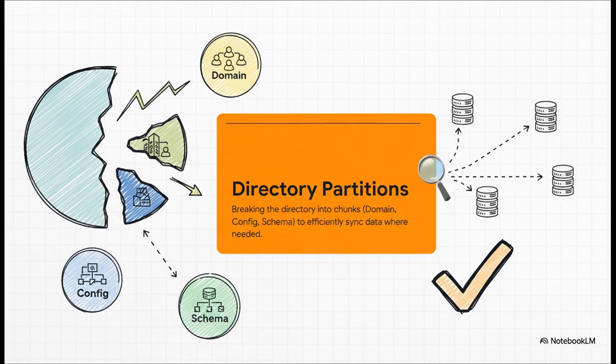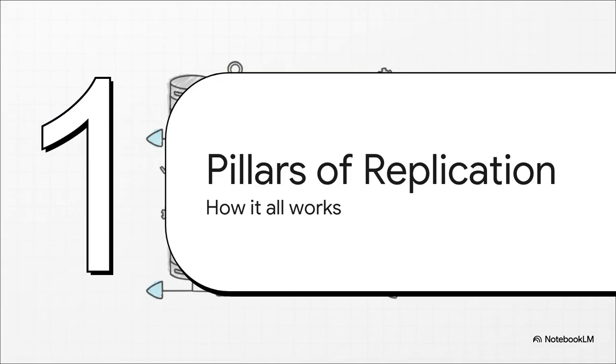You have the domain partition, which holds all the users and computers. You have the configuration partition for the forest structure, and the schema partition, which is basically the rulebook. This means a server in one domain doesn't waste time and bandwidth replicating user changes from a totally different domain. It's incredibly efficient.